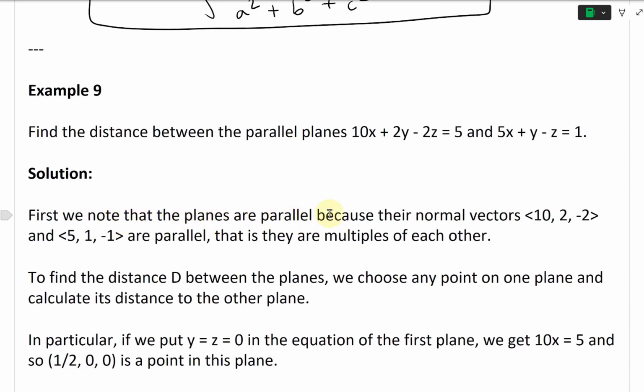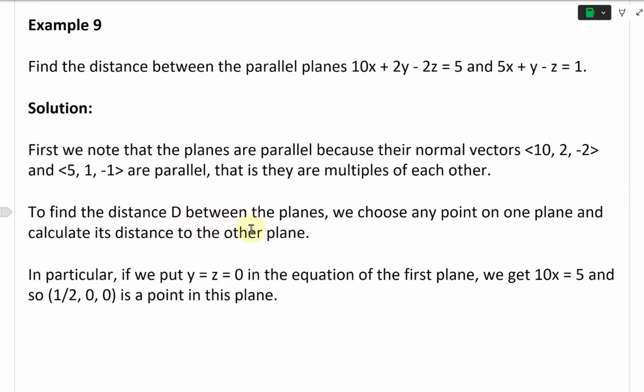First we note that the planes are parallel because their normal vectors, 10, 2, negative 2 and 5, 1, negative 1, are parallel. That is, they are multiples of each other. They're just multiplied by 2. So 2 times 5 is 10, 2 times 1 is 2, 2 times negative 1 is negative 2.